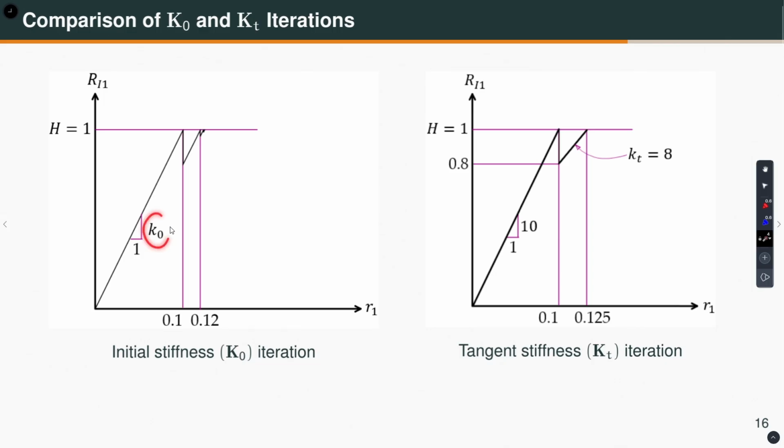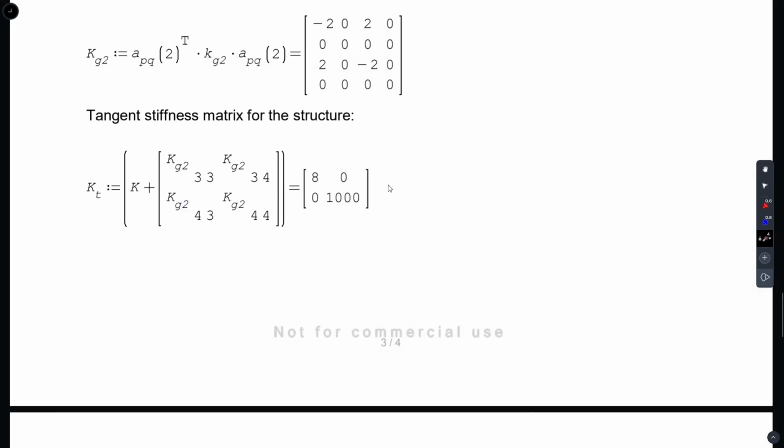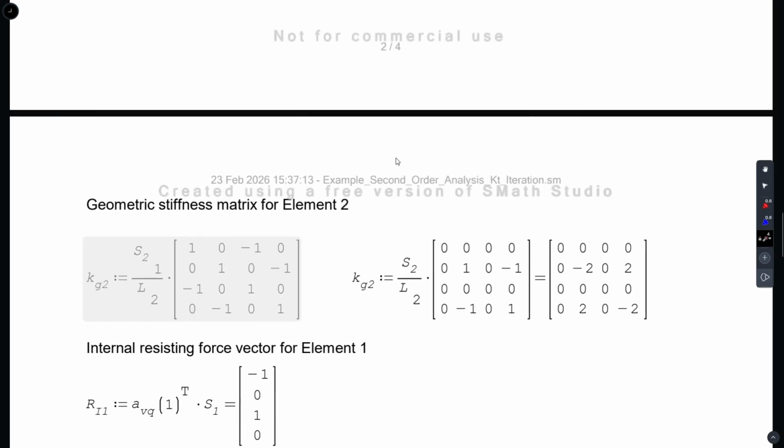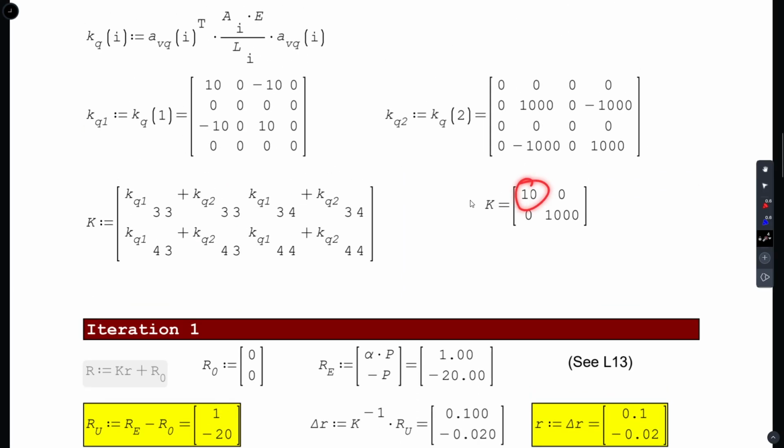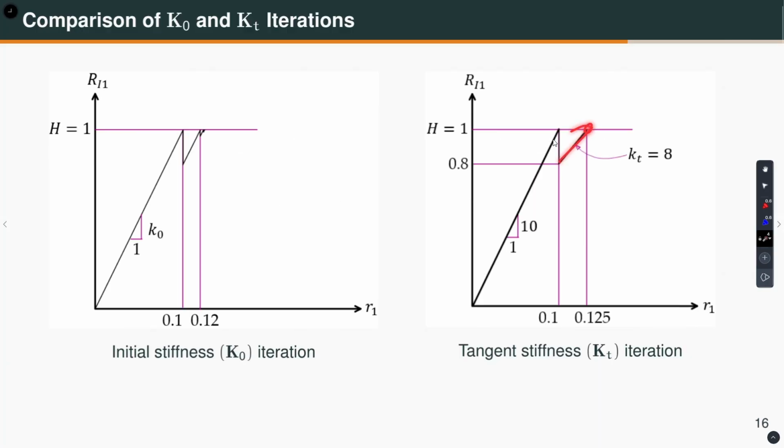Initially this K0 was 10. So, you go like that, and this is the unbalanced. Now, here your tangent stiffness is reduced, which is 8. How do I get 8? Let me show it to you. So, this 8 is this quantity here, and what is 10? 10 is the initial number. So, you get to the solution directly.